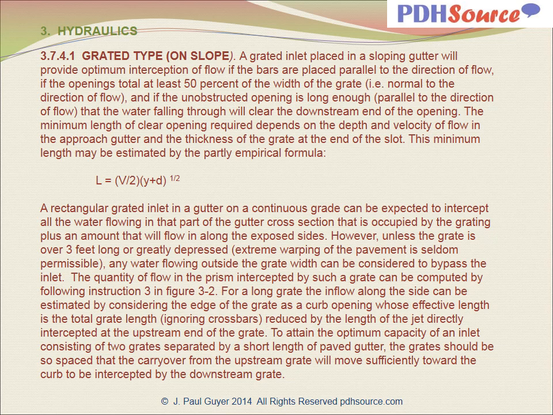To attain the optimum capacity of an inlet consisting of 2 grates separated by a short length of paved gutter, the grates should be so spaced that the carryover from the upstream grate will move sufficiently toward the curb to be intercepted by the downstream grate.